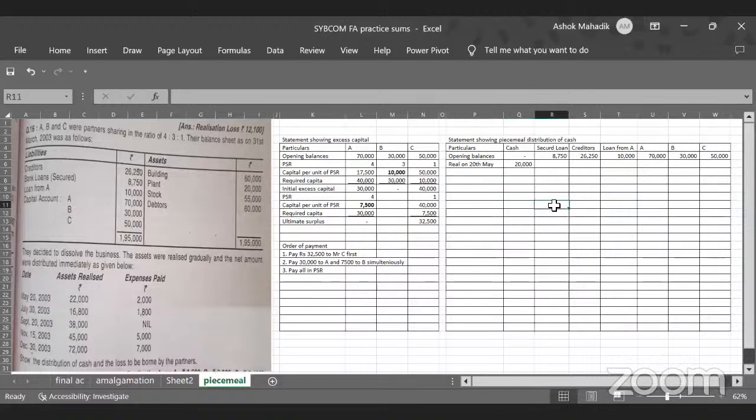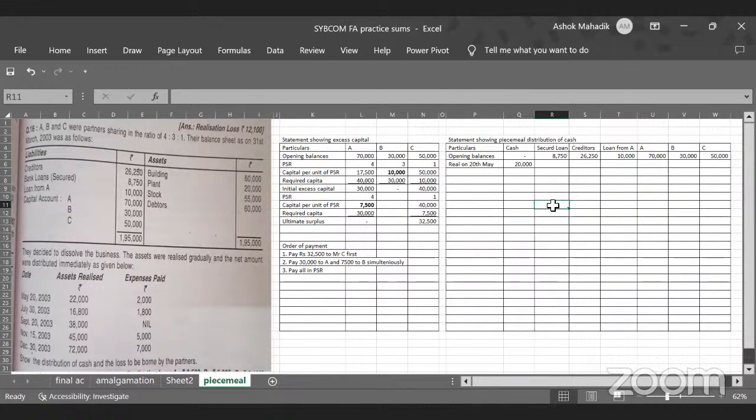To whom shall we pay first? Again, I'll repeat the order. First, you pay for realization expenses if separately given. In this sum, it is not there. Okay, then you pay preferential liabilities. What are preferential liabilities, students? Any government dues, any employees dues. Employees can be paid in the form of wages or salaries. So outstanding wages, outstanding salaries, or outstanding excise duty. These are preferential liabilities. These are to be paid first. But in this sum, it is not there. So don't bother about it.